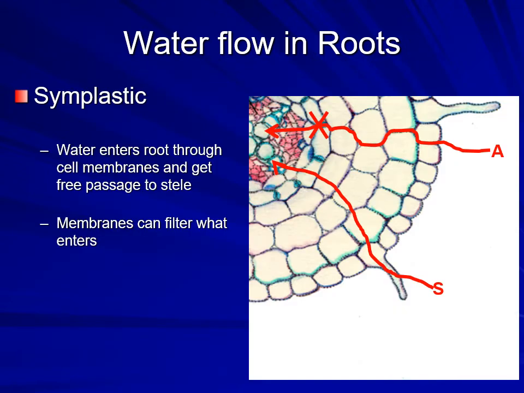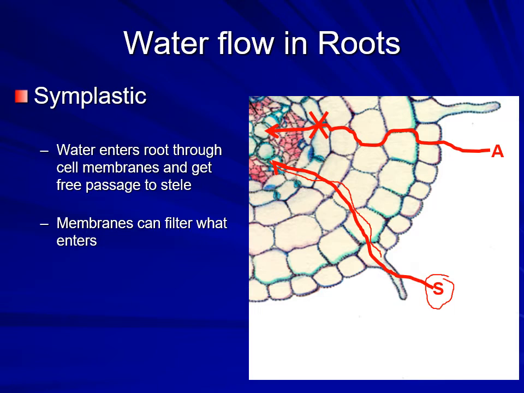I want to talk about how water flows into a root. The first method is called symplastic. This is where water enters through cell membranes. So this is the S for symplastic. So the water enters a root hair, passes through the cell wall, passes through the membrane, enters the cytoplasm, and then once it's in the cytoplasm, it's connected via little pores through all the other cells and eventually makes its way into the stele where the water and nutrients can then transport up and down the plant.